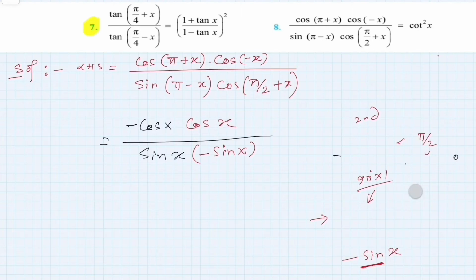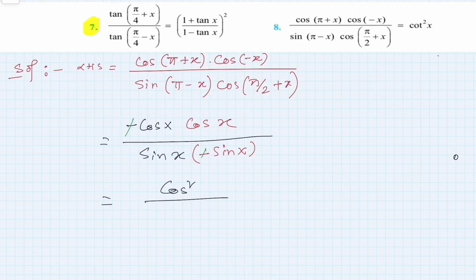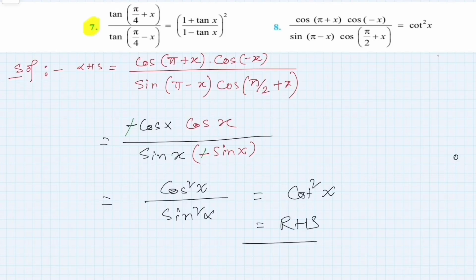Now you see, we have got both the numerator and denominator negative, so minus minus cancel. Then it's very simple simplification. Cos x into cos x is cos square x, and sin x into sin x is sin square x, and cos by sin is cot, so we can write cos square x / sin square x is equal to cot square x, which is the right hand side. That's how we can prove this. This is question number 8. Hope you have understood this.